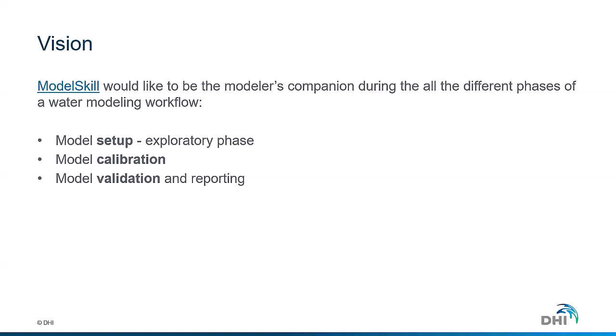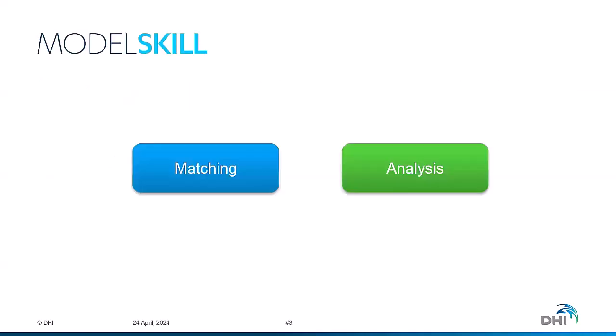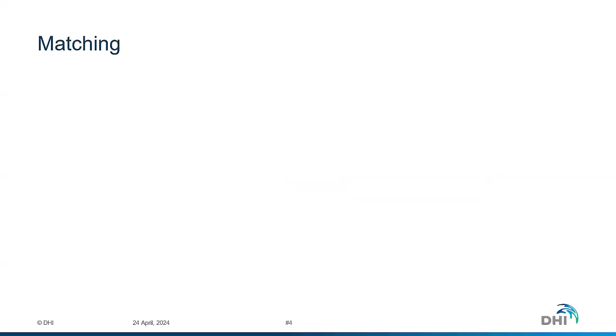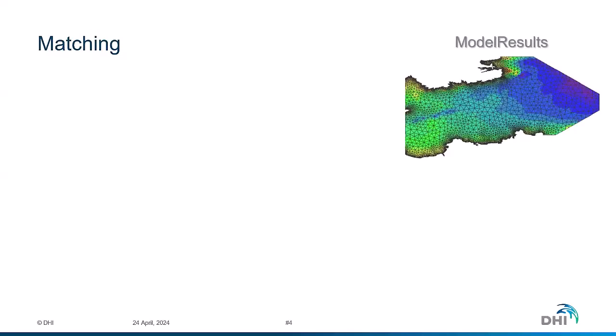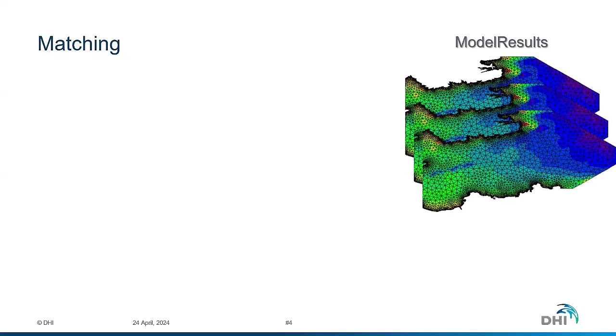ModelSkill is basically performing two tasks: matching of observations and model results, and then the analysis of the matched data. So when you're starting with ModelSkill, the first step is to perform the matching. You may have one or more model results. Here I've shown some flexible mesh results, but it could also be time series data from, say, a free flow model or from other models. That's not important here.